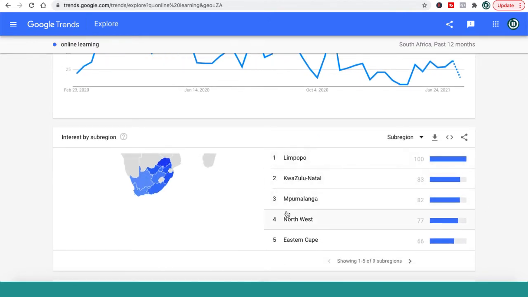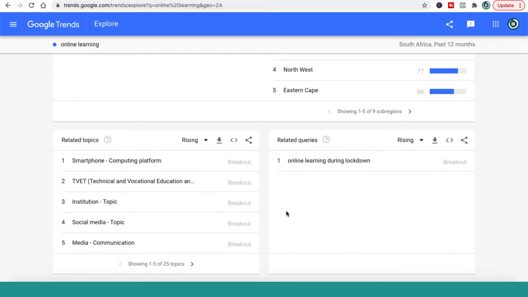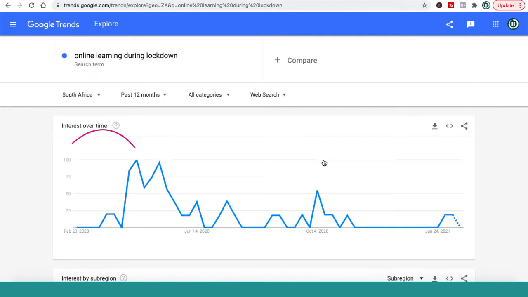And I can see related breakout topics that people are actually searching for, such as online learning during lockdown. Now, what on earth is this peak here? Well, that's when the schools closed and we started doing online learning. It was the very beginning.